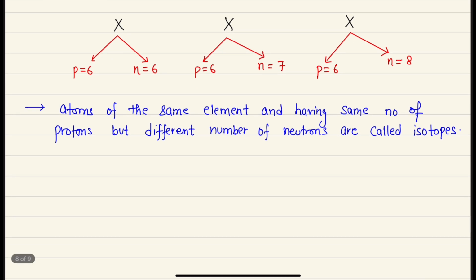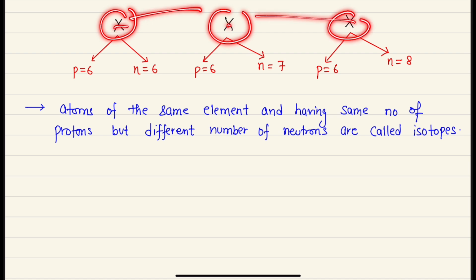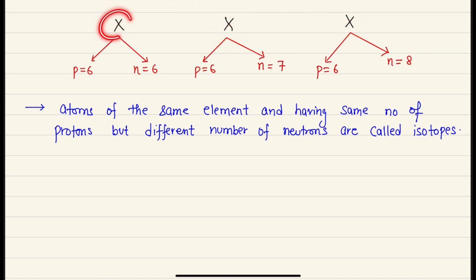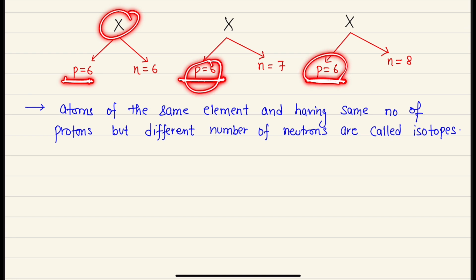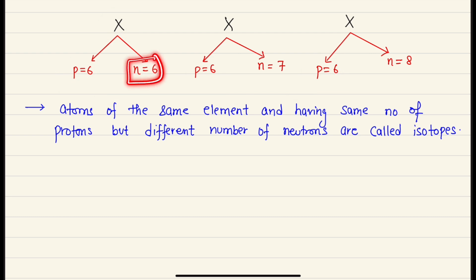Clear for everyone? I hope you understood. See here, all the atoms are of the same element, X, X, X. And suppose in this atom the number of protons is 6, here also 6, here also protons are 6. In all cases the number of protons is the same, but the number of neutrons is different: 6, 7, 8. Such atoms are called isotopes.